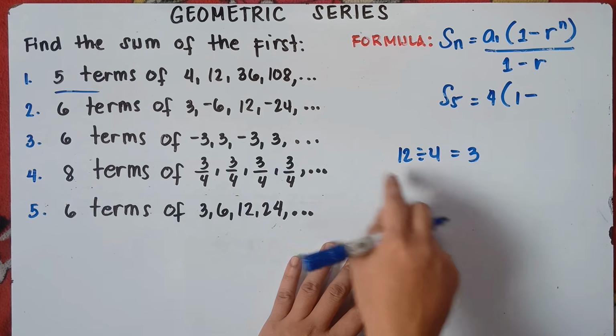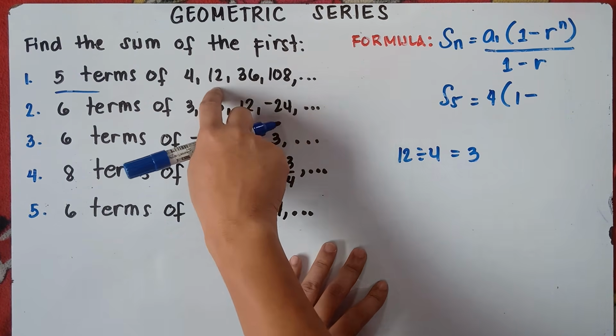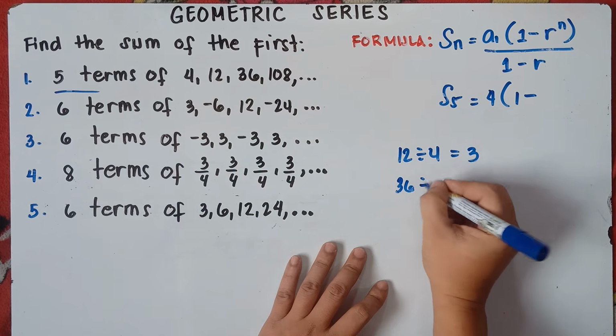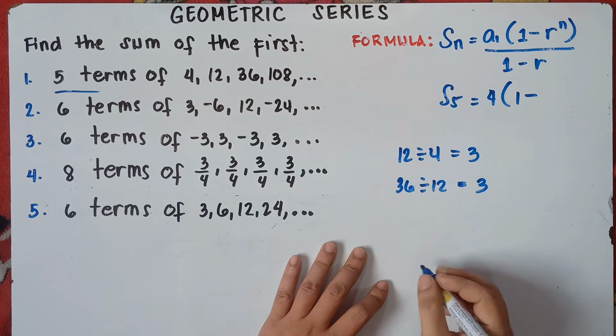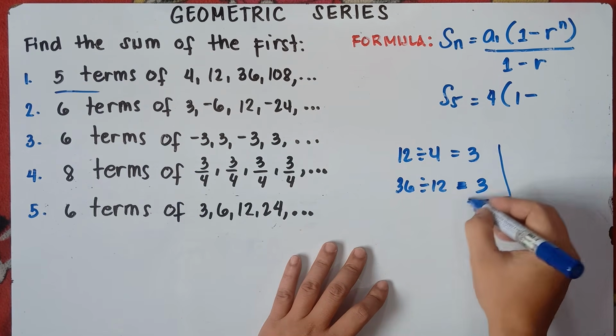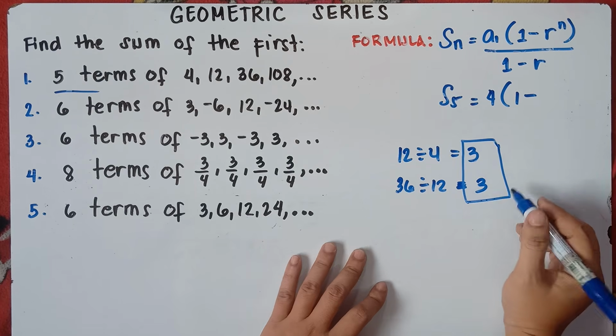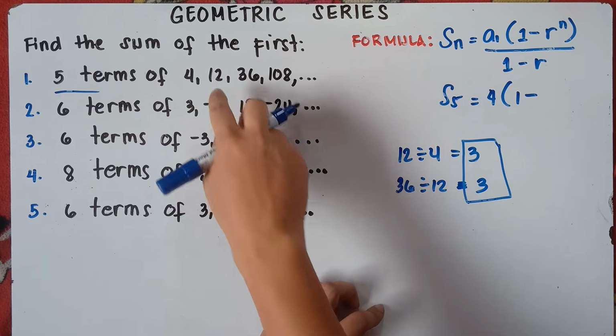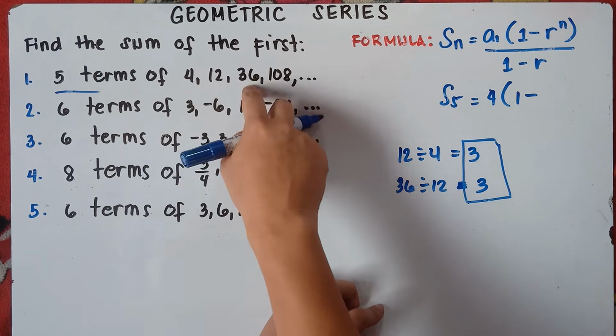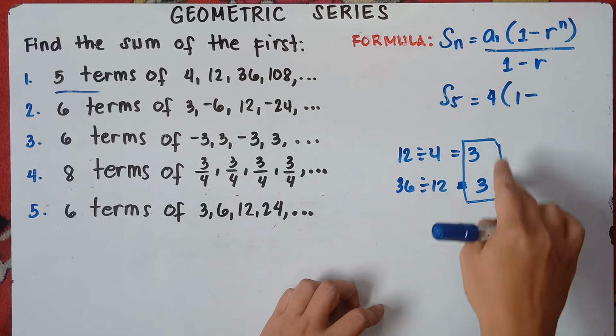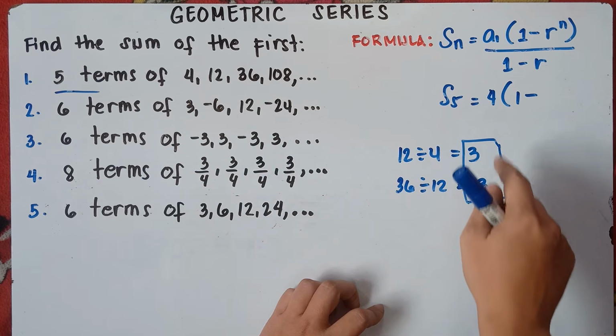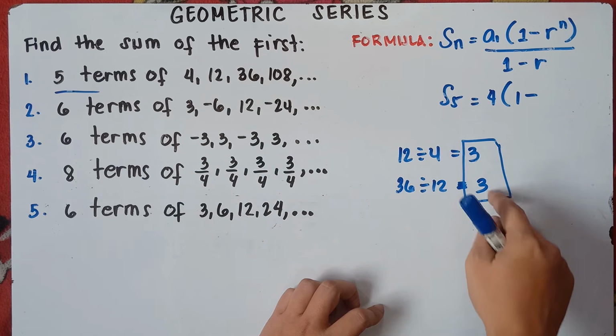You also need to check, class, the third term divided by the second term. So 36 divided by 12 is 3. If they have the same answer, therefore the common ratio is 3. That's how you get the common ratio, class: simply divide the second term by the first term and the third term by the second term to really check if they have the same answer. Once their answers are the same, therefore the common ratio is 3.